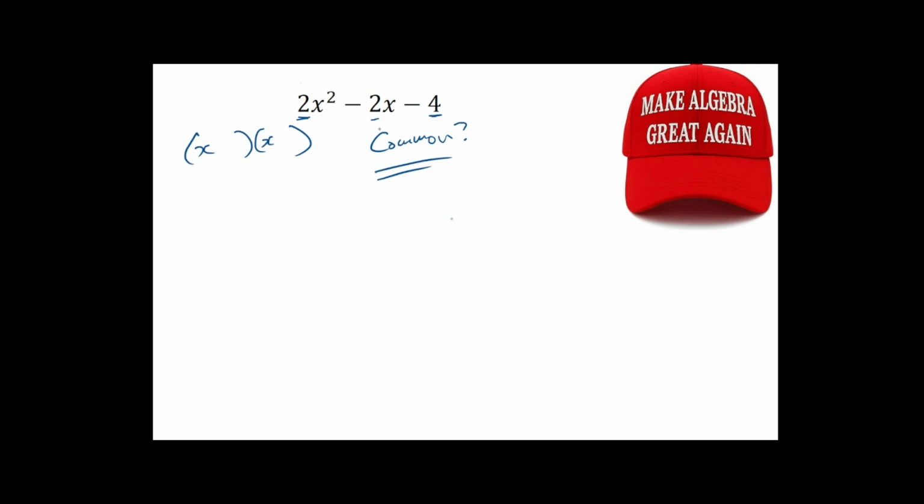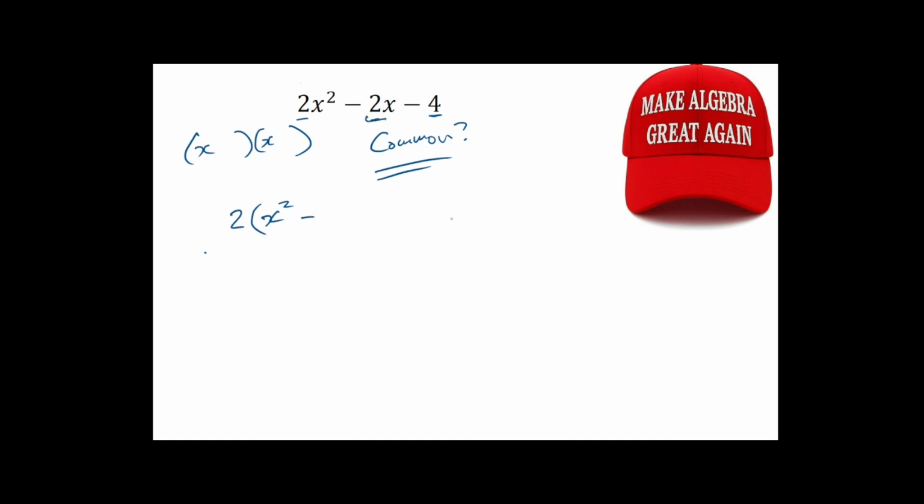And that's going to make our life a lot easier. Always be lazy in maths if you can be. You might call it lazy, I just call it efficient. So I'm going to factor out the 2 straight away. So 2 times what equals 2x squared? Well, 2 times x squared is 2x squared.